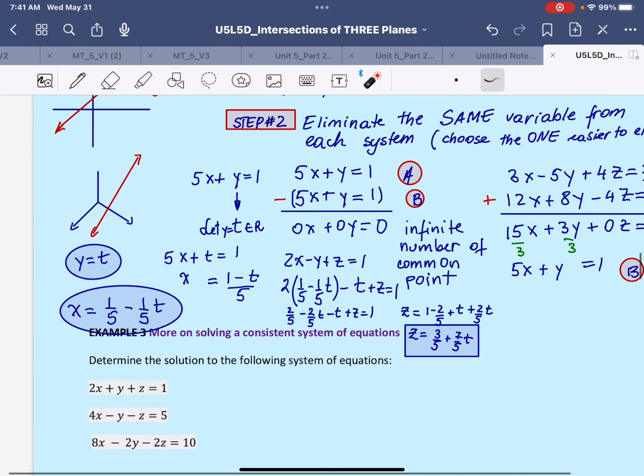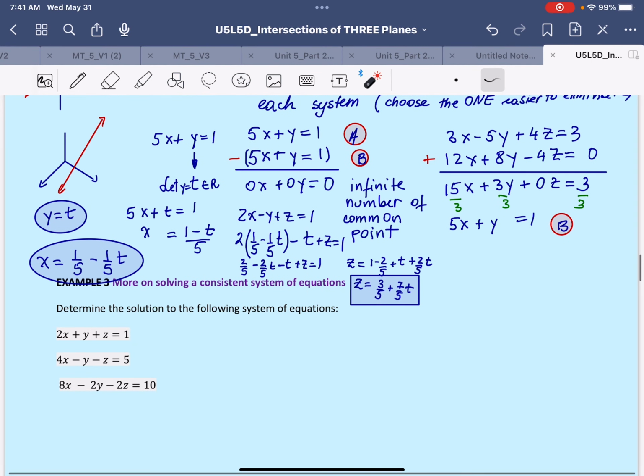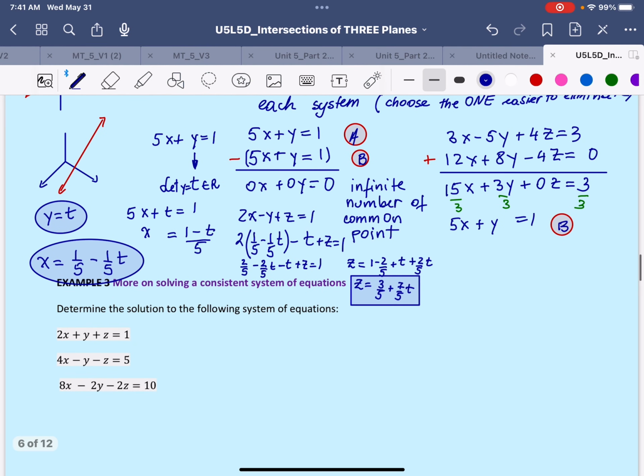So if we want to express the equation of the common line in vector form, I will rewrite all these equations one more time together and put them in order. So x is equal to 1 over 5 minus 1 over 5 t. y equals, as you can see for y, we do not have a constant, so we're going to call that 0 plus 1t. And z equals 3 over 5 plus 7 over 5 t.